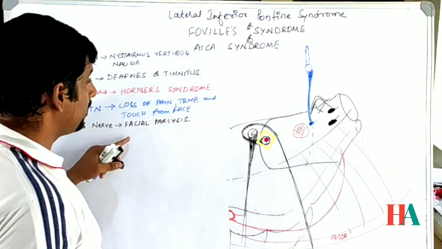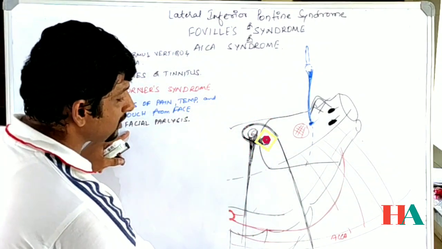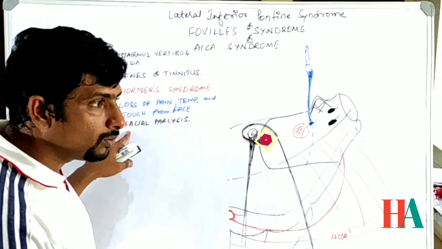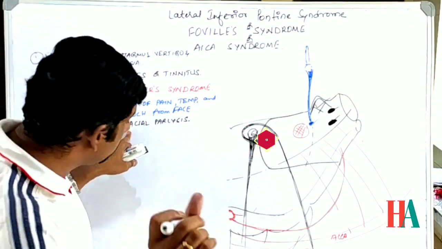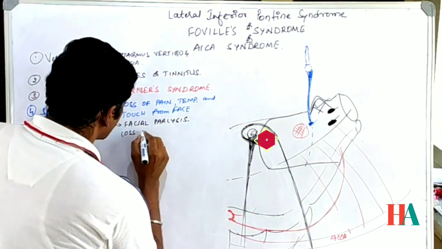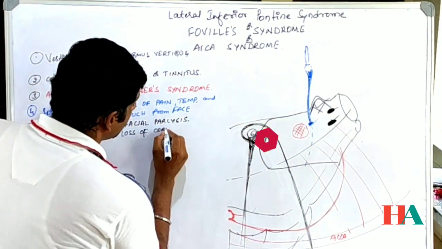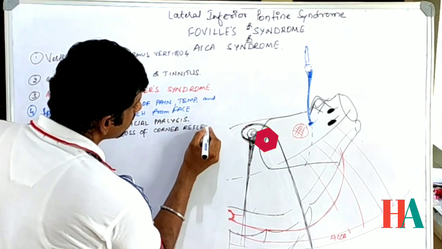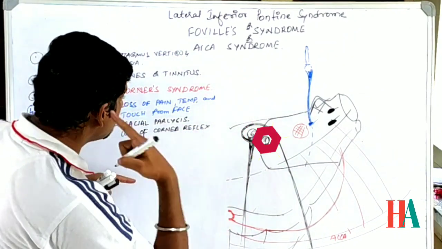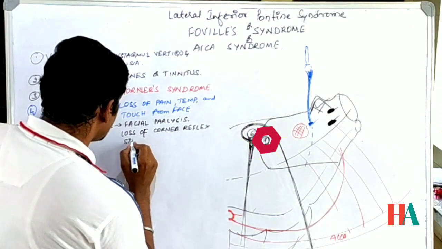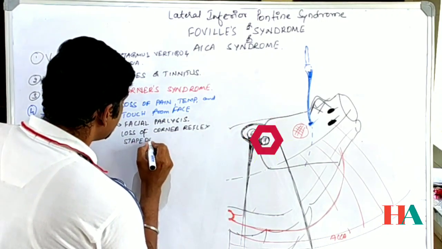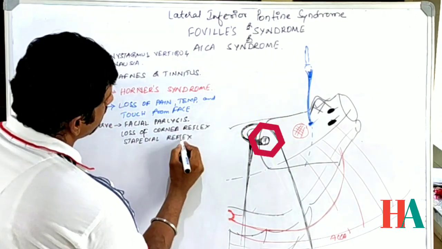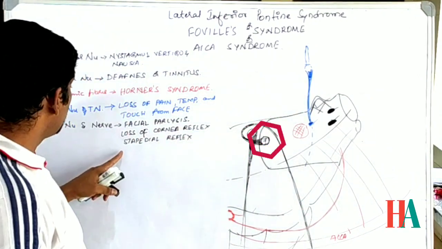paralysis. And as we know, the facial nerve also supplies the stapedius muscle, which is also going to lead to the loss of the corneal reflex. Then there is the stapedial reflex. The stapedial reflex will be lost.